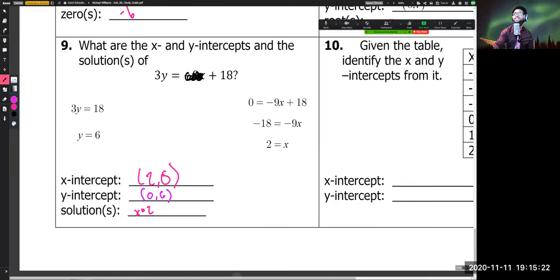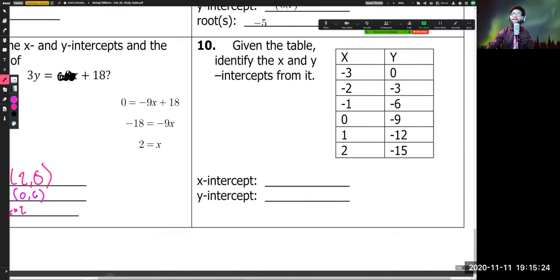Number 10. Given the table, identify the x and y intercepts from it, okay? If you think about how we usually find x and y intercepts, the way we write them is going to be: x-intercept is going to be our number and 0. Our y-intercept is going to be 0 and our number. It's really easy to pick those out from a table. So if we look at this table, let's start off with x. We look for something that looks like our number and 0. Oh, look at that right there.